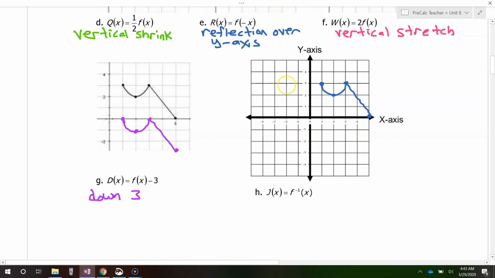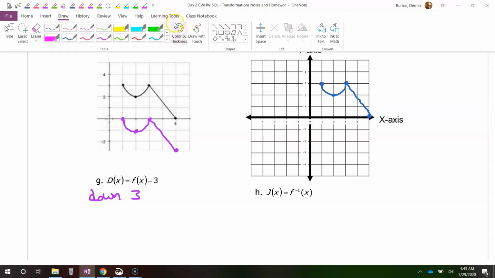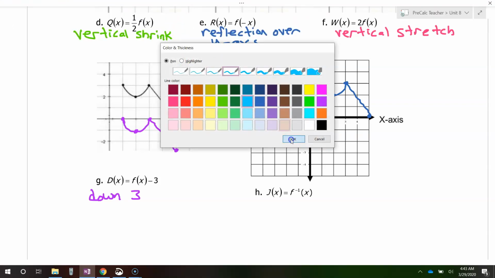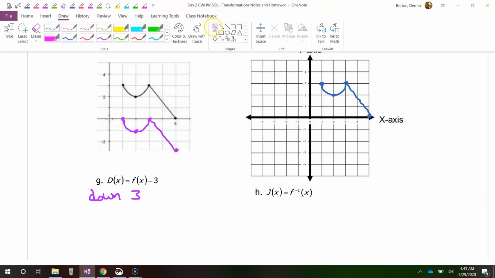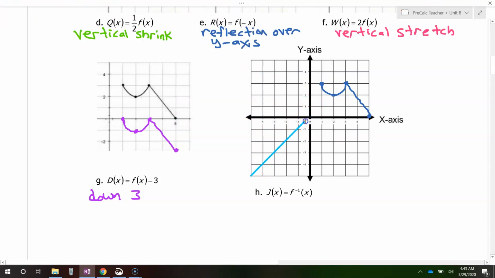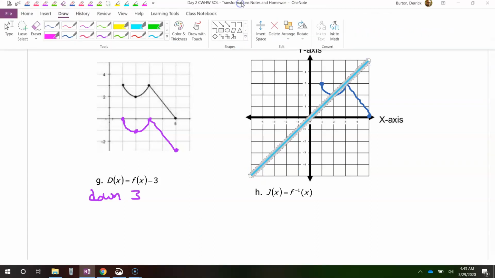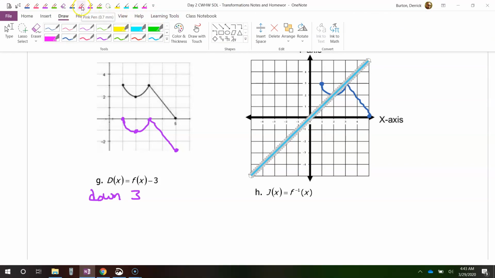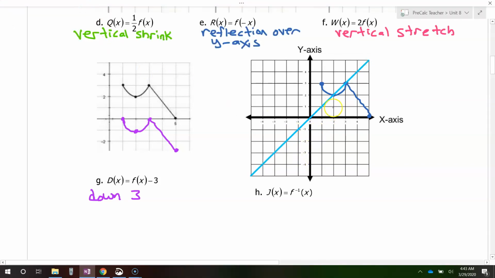Okay, that's pretty close. Now, the line y equals x is this diagonal line that goes at a 45-degree angle like this. That is the line y equals x. So if we're going to graph the inverse, which is what this means, let me just put inverse. Then we need to reflect each one of these points diagonally over this line.